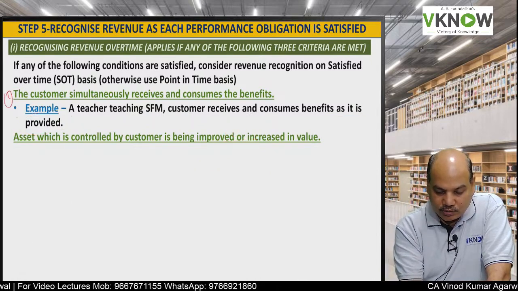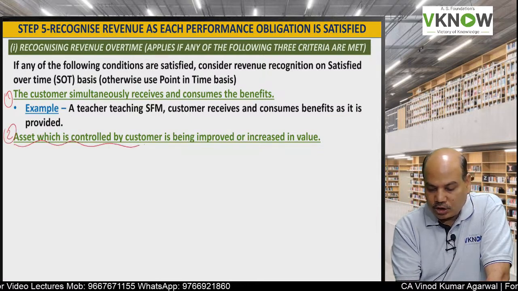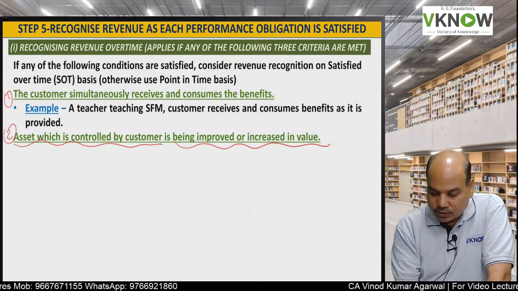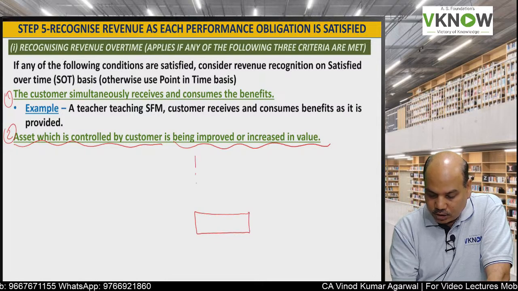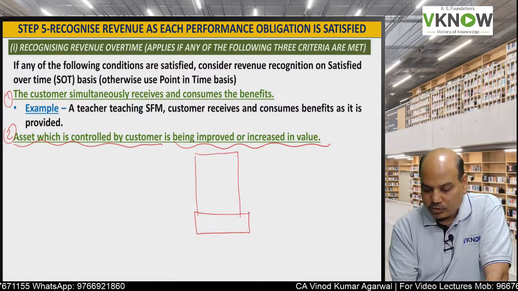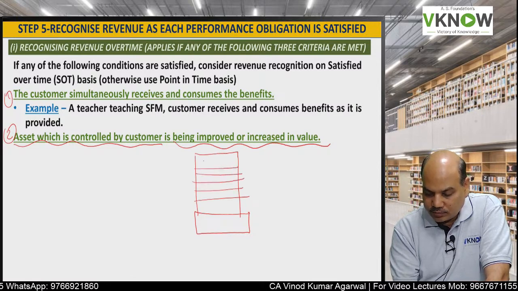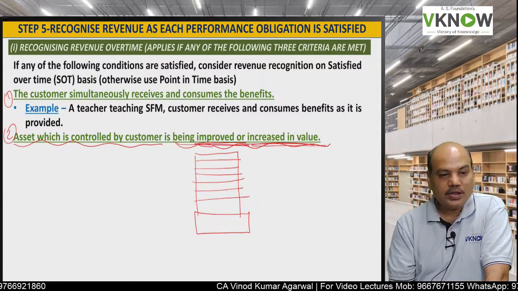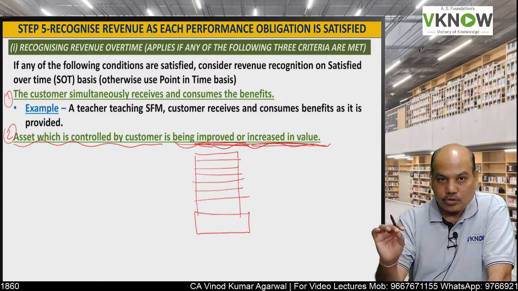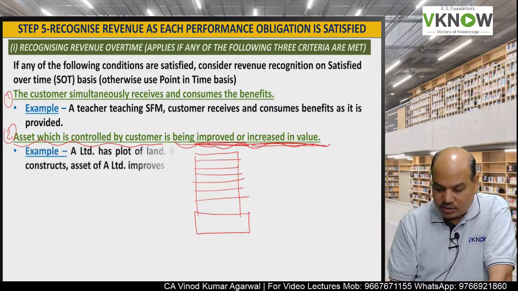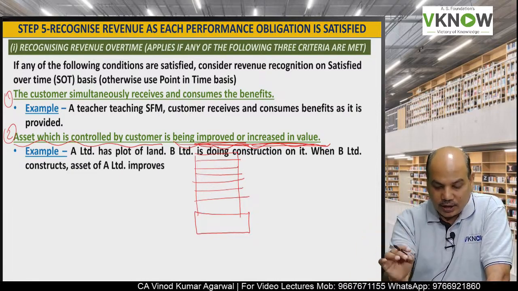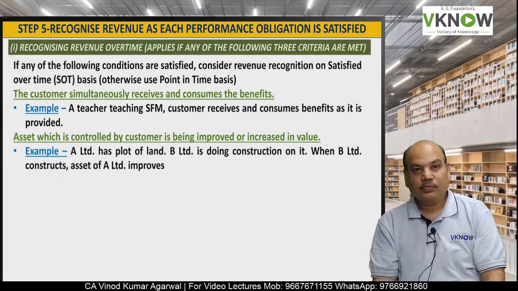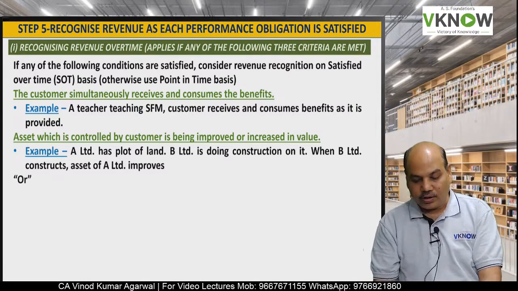Second condition, this was 1, this is 2: an asset which is controlled by the customer is being improved or increased in value. So the customer has given you a land and you have to construct a building over it. As and when you are doing construction work, the value of this asset is improved or increased. So in that case also we can apply satisfied over time basis. Example, A Limited has a plot of land, B Limited is doing construction on it. When B Limited does construction, the asset is improved.